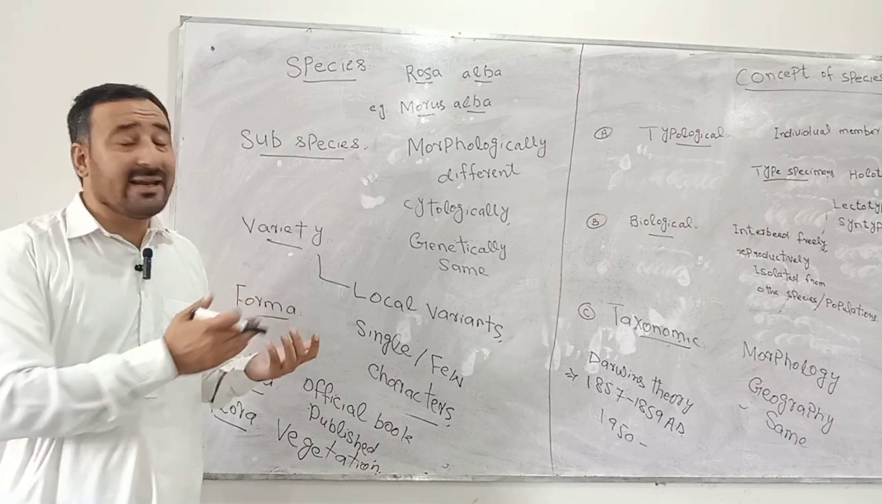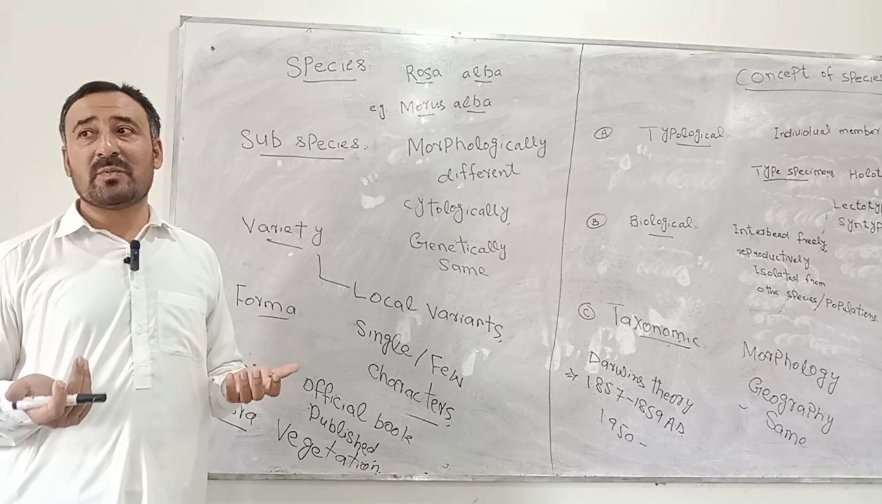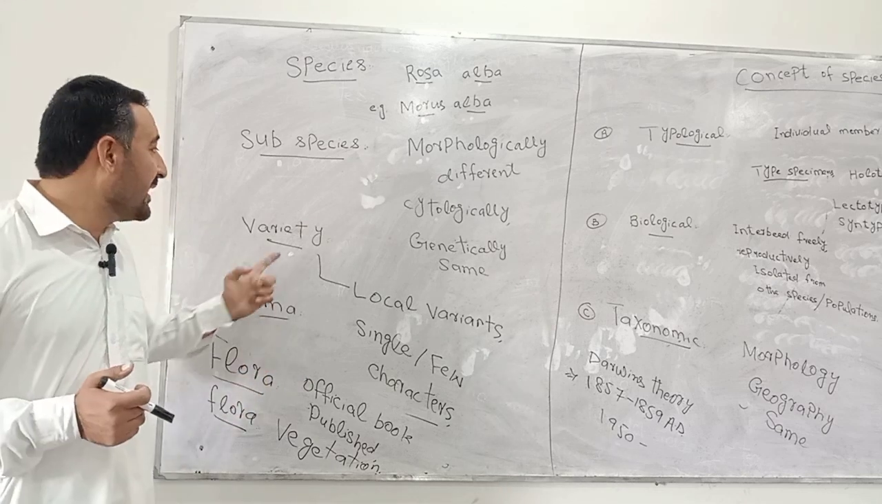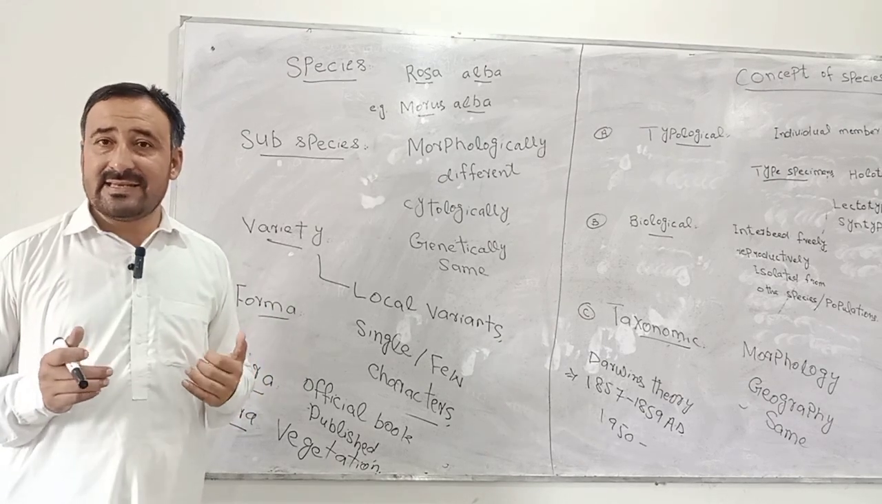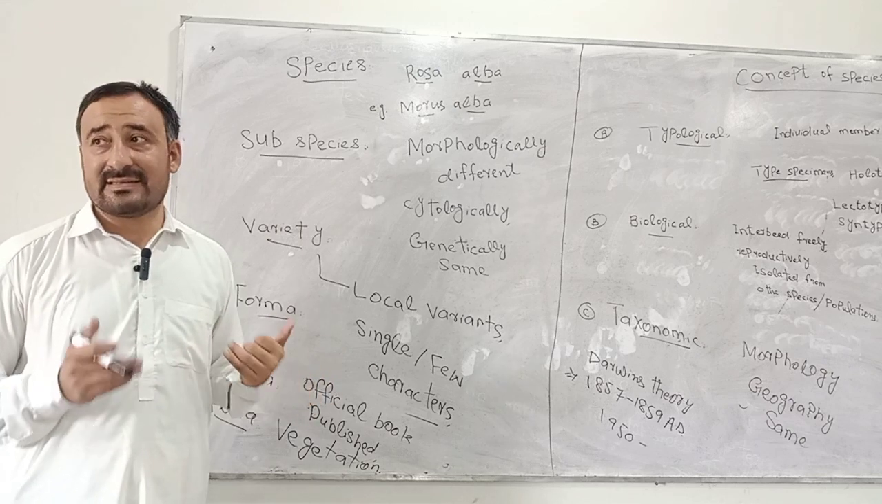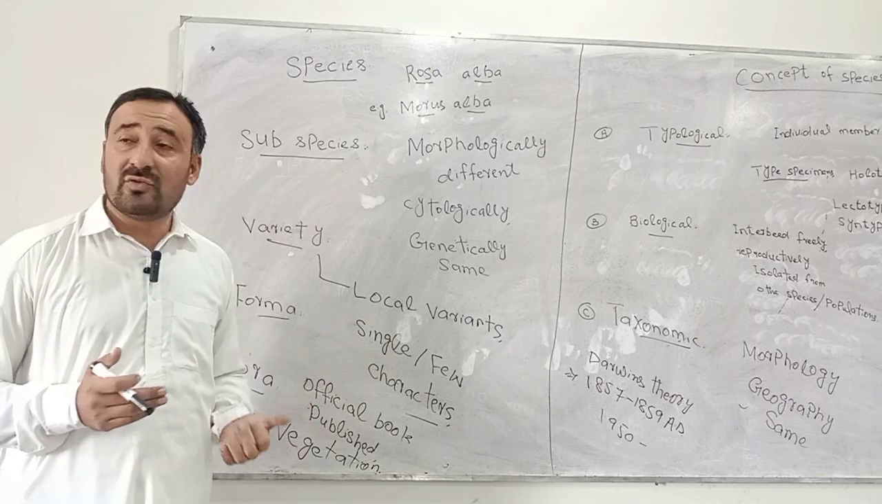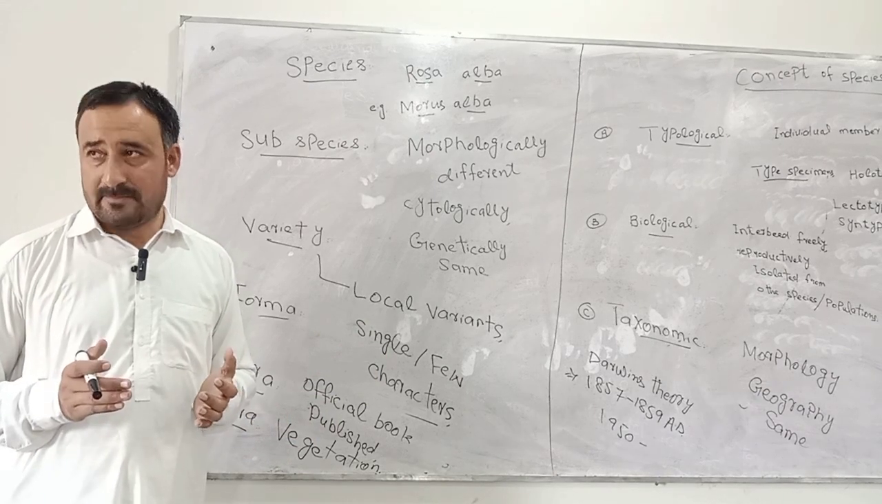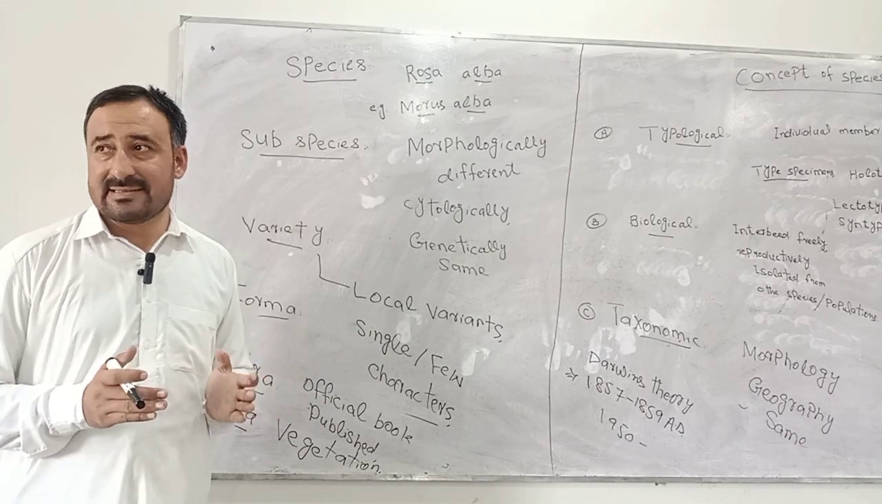And they can interbreed freely and produce fertile offspring as well. So we can define the variety as the local variants belonging to the same subspecies and the same species, but they are morphologically different from each other and belong to the same area.